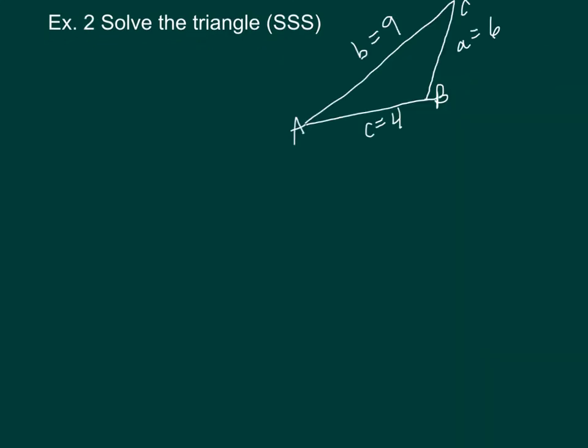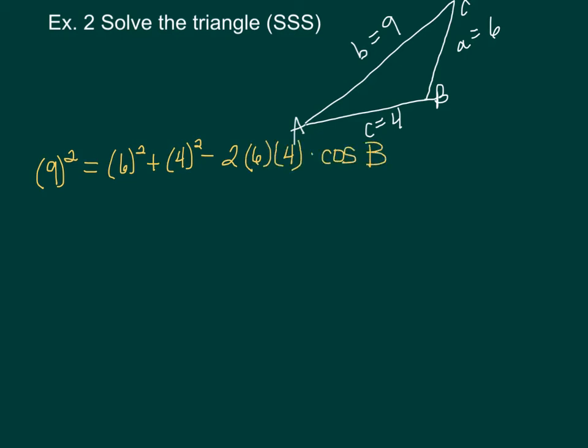For the second example, let's solve a triangle where they only give us the 3 sides. So we're going to have to find all 3 angles. So I'm just going to pick a side to start with. I'll use B. Doesn't matter which one you use. So I'm going to do B squared equals A squared plus C squared minus 2 times those 2 sides times cosine of angle B.